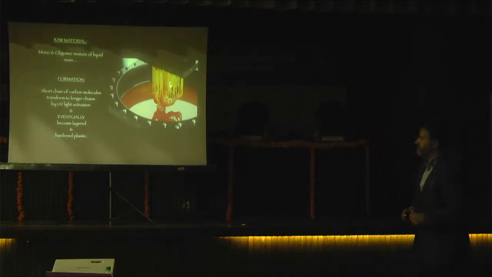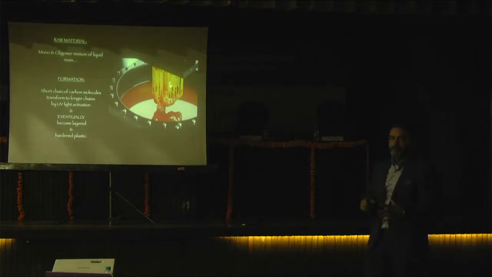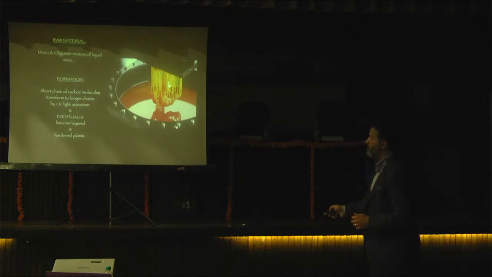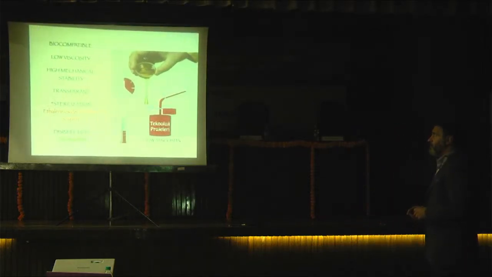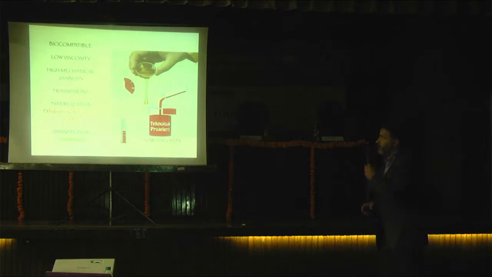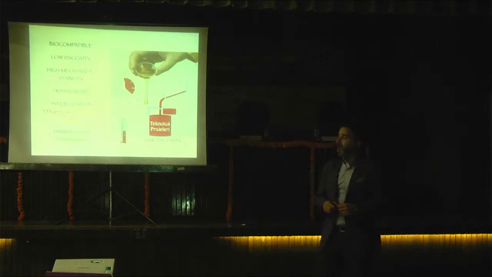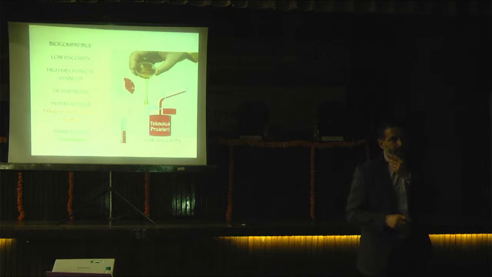So, what is the raw material? The raw material is a mono and oligomer mixture of fluid resin, in which short chains of carbon molecules are transformed into longer chains by UV light activation and eventually become hardened plastic after these procedures. It is biocompatible, it has low viscosity and high mechanical stability, and it's transparent. It can be sterilized with ethylene oxide, radiation and steam, but we prefer to disinfect with chlorhexidine.